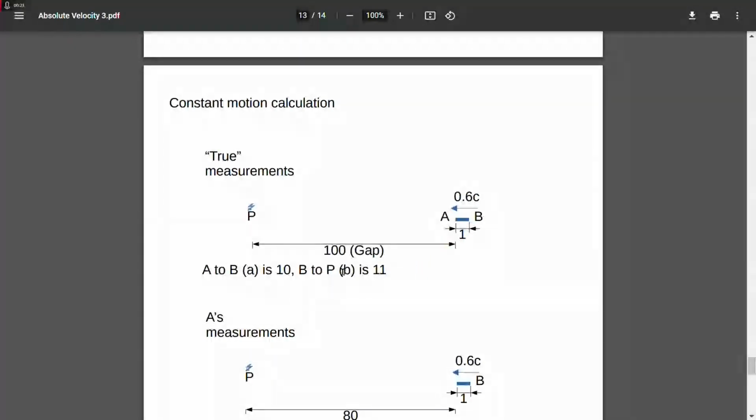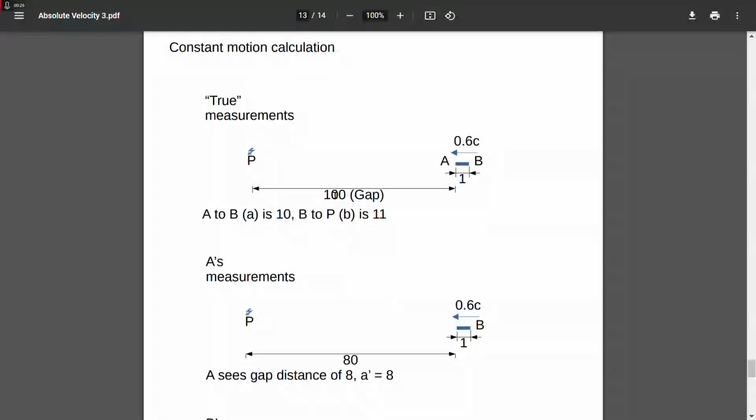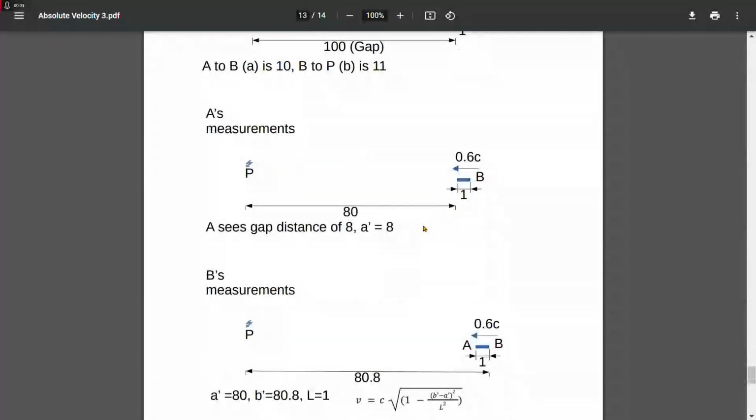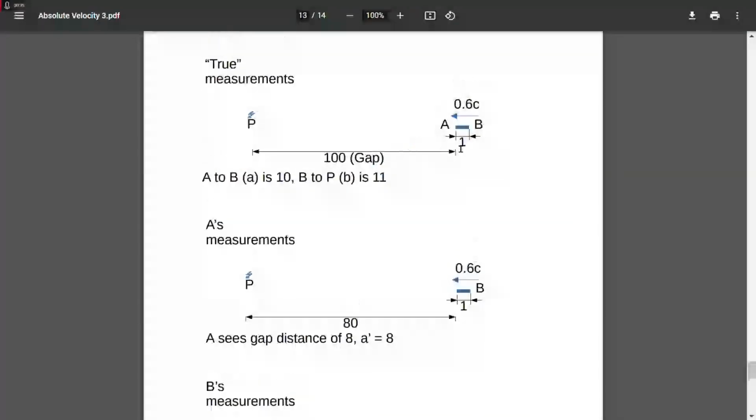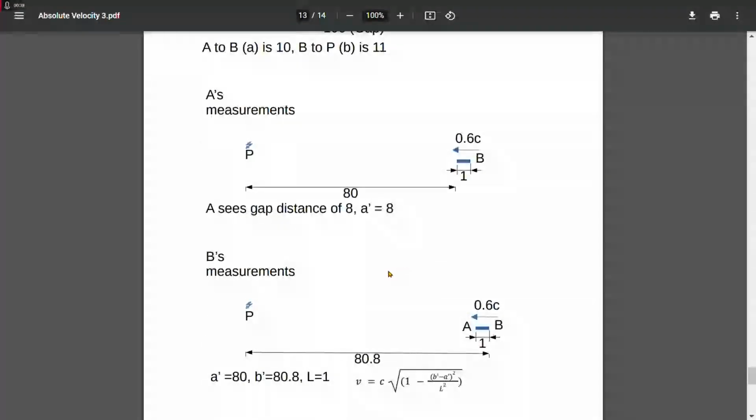Okay, so at 100 away, A prime would be 80, because 100, again, assuming there's a 0.6 c motion. For B prime, however, it is 80.8, because 100 plus 1, well, we multiply that by 0.8 equals 80.8, and we plug that in. Well, we could do this in our heads. 80.8 subtract 80 is 0.8. Length is 1. 0.8 squared is 0.64. 1 subtract 0.64 is 0.36. That square rooted is 0.6. Again, 0.6c. The same number comes up again.